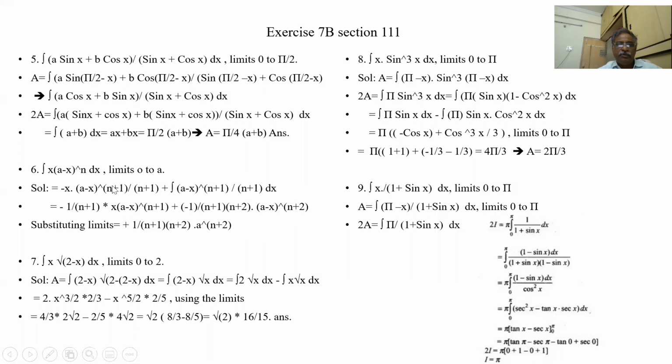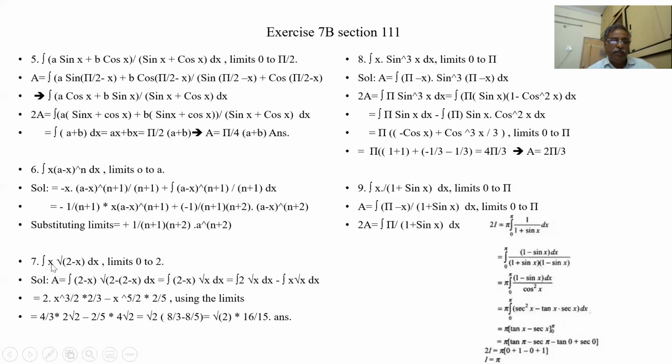Now I am substituting limits 0 to a. So what I am getting finally is 1 by n plus 1, and this becomes 0 to a. When I substitute a, this is 0. When I substitute 0, because x is there, this is 0. The first term, with both the limits, becomes 0. So I am only left with the second term. So this becomes 1 by (n plus 1) into (n plus 2), a to the power of n plus 2. Because when x is a, this is 0. When x is 0, minus of minus will get cancelled, lower limit. So I am getting the answer.